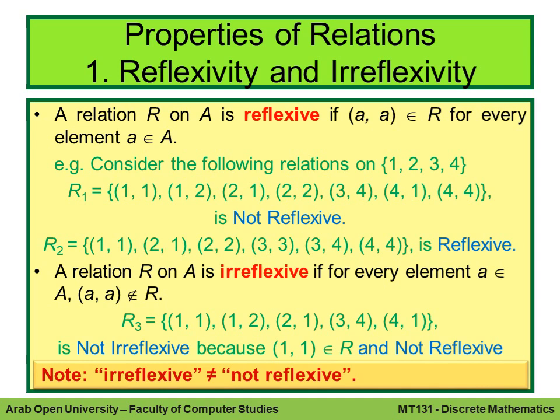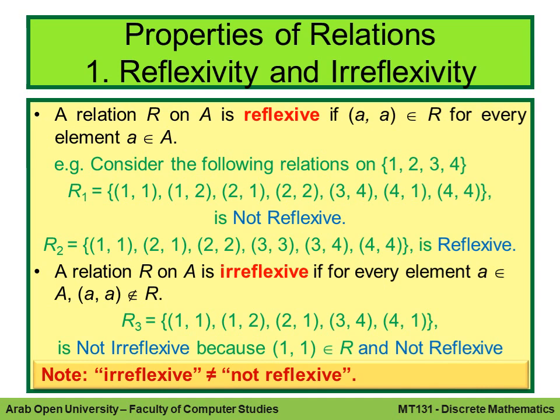The first property is reflexive, or reflexivity, and there is another property that's related to it called irreflexive. We will see what reflexive means and what irreflexive means. A relation is reflexive if (a, a) is in the relation for every element a in the set A. In other words, every element in the set A is related to itself.